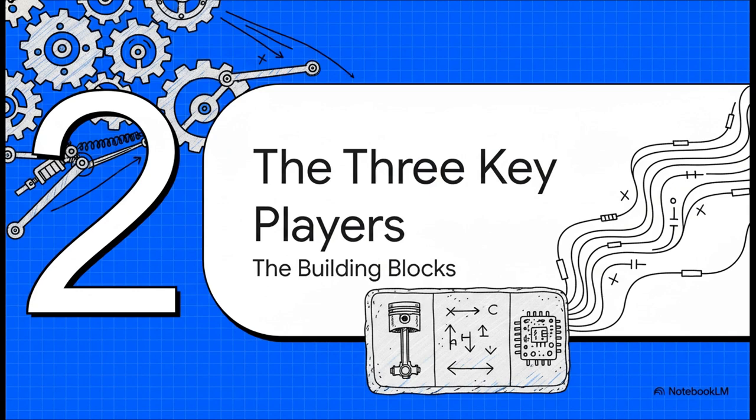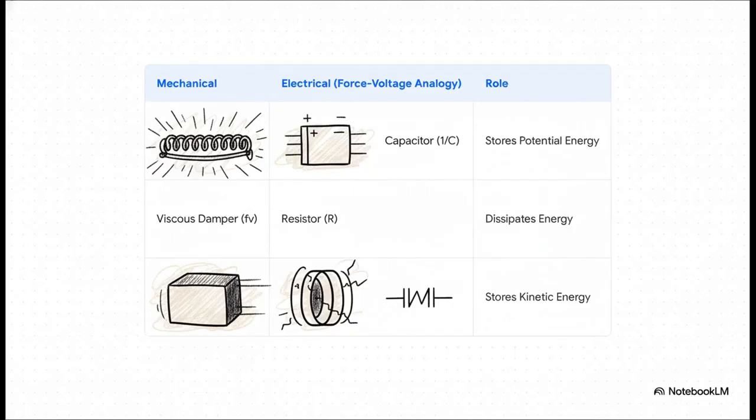To move between these two worlds, we need a guide. You can think of it like a Rosetta Stone that tells us exactly which mechanical part lines up with which electrical part. Now this right here, this table, this is our secret decoder ring. It's fascinating. A spring, which stores up potential energy when you stretch it, is basically the mechanical version of a capacitor, which stores energy in an electric field.